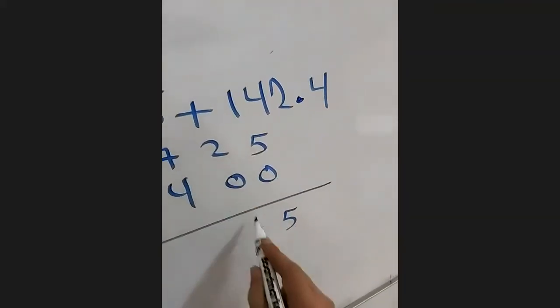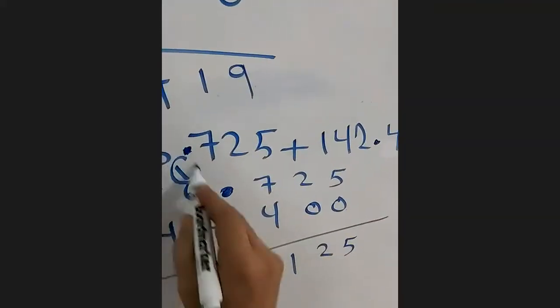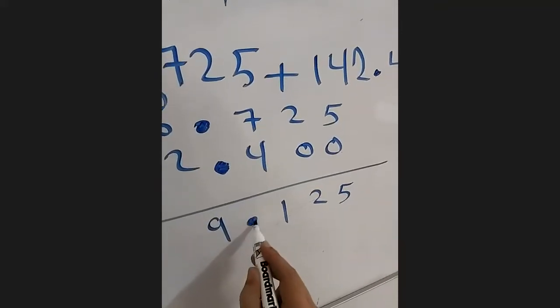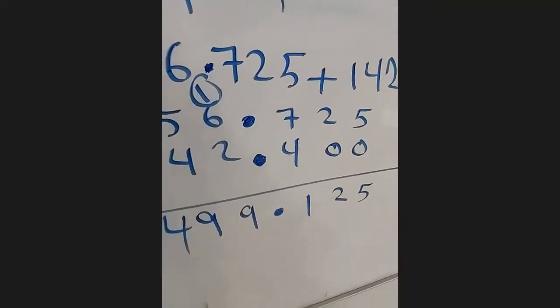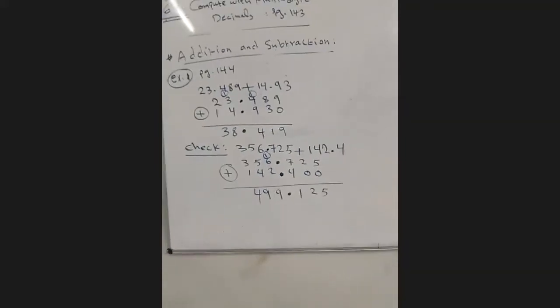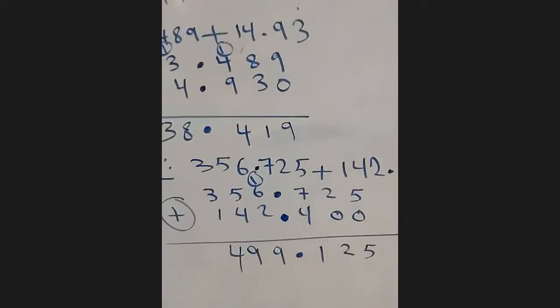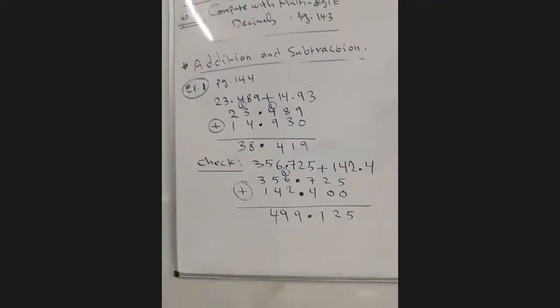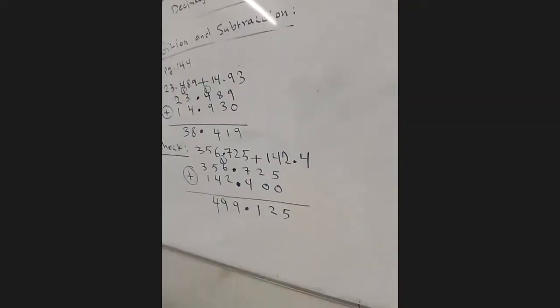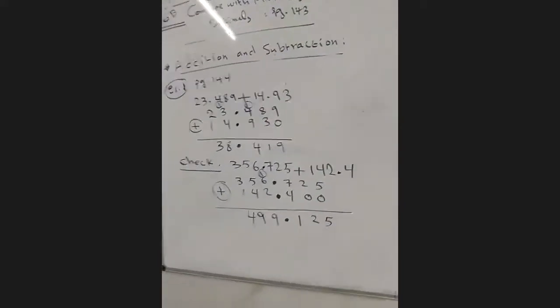Let's add quickly. 5, 2, 11, 9, the decimal point, 9, 4. So we have 499 and 125 thousandths. This is the check, guys. Check your answers quickly.